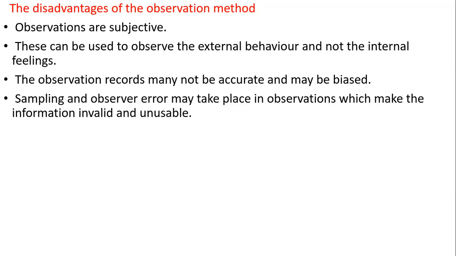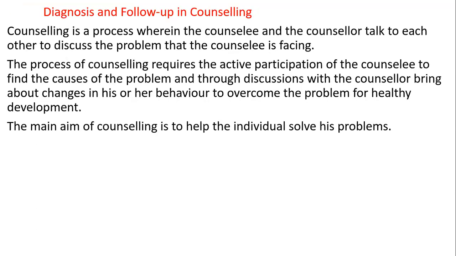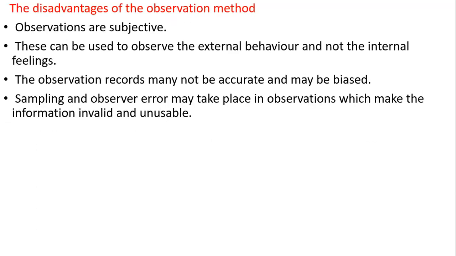Then observation can be used to observe the external behavior, not the internal feelings. We can observe only the outward behavior of the person, not the internal feelings. The observation record may not be accurate and may be biased. It may depend on the person who observes. Then sampling and observer error may take place in observation. Sometimes errors may take place, which make the information invalid and unusable.